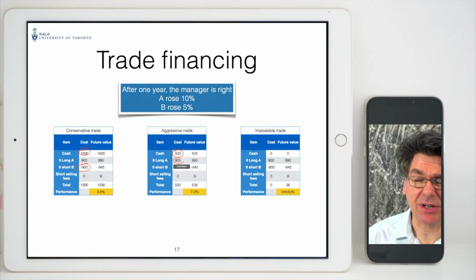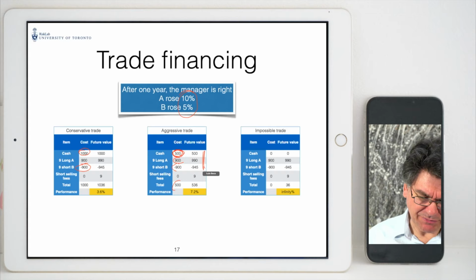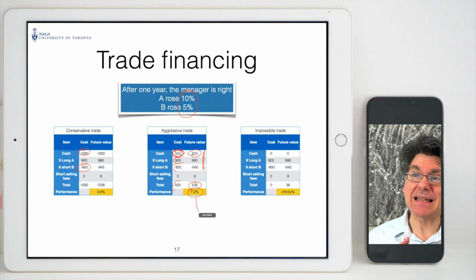Because I'm shorting 9Bs, that gives me $900. So of course I can buy 9As with $900. I have $900 from short selling Bs. So in fact, it's not clear I even need this $500. Let's not go there yet. But what happens when I do that? I do my accounting, and same thing, A goes up and B goes up less. And then these are my financials after a year. And I can see that I still make $36, but on only $500, the return has gone up to 7.2%. This is the same trade, except I'm allocating less.